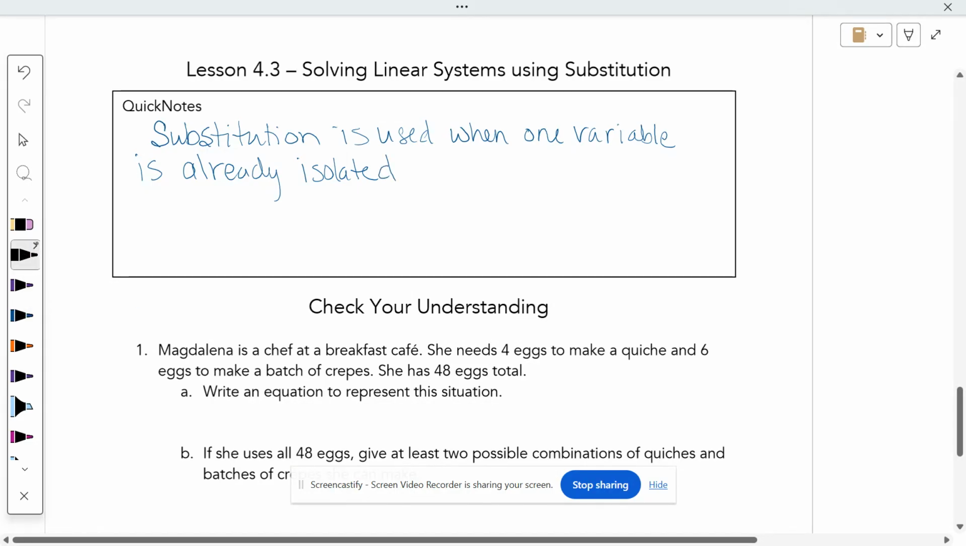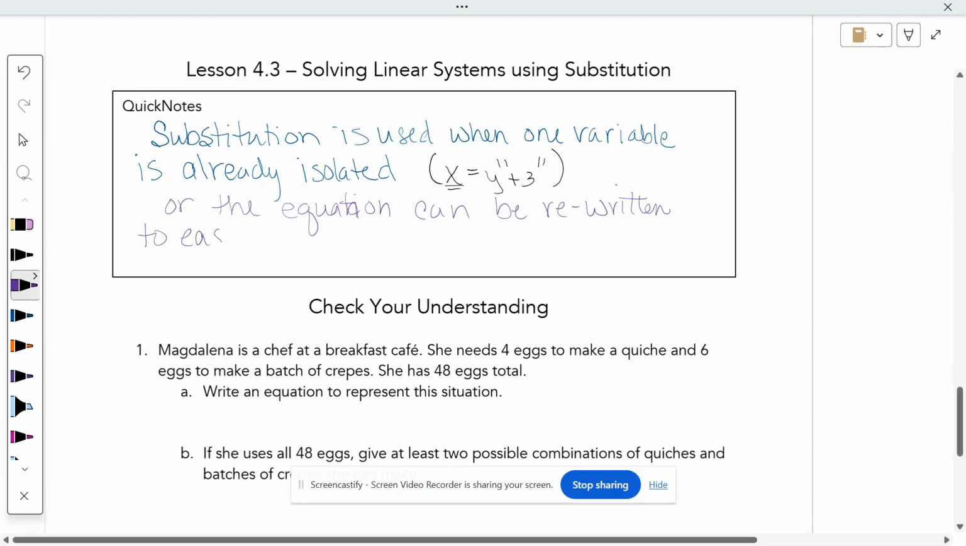And I mean you have something like x equals or y equals. You've already got an expression written like x equals y plus 3. So x is already isolated, or the equation can be rewritten to easily isolate a variable.